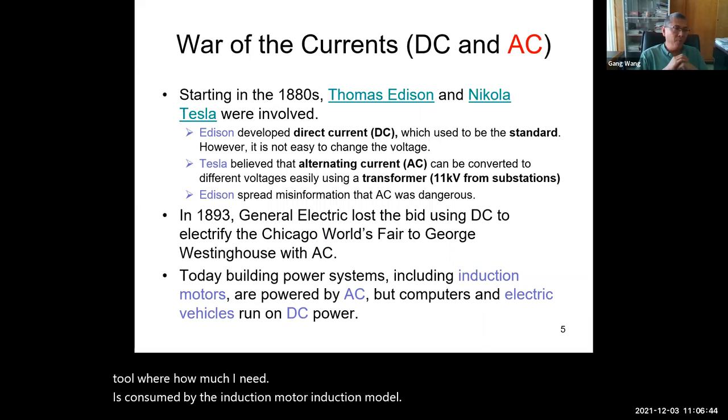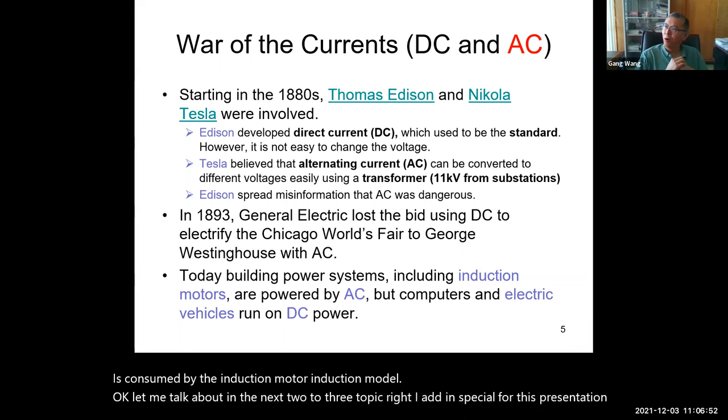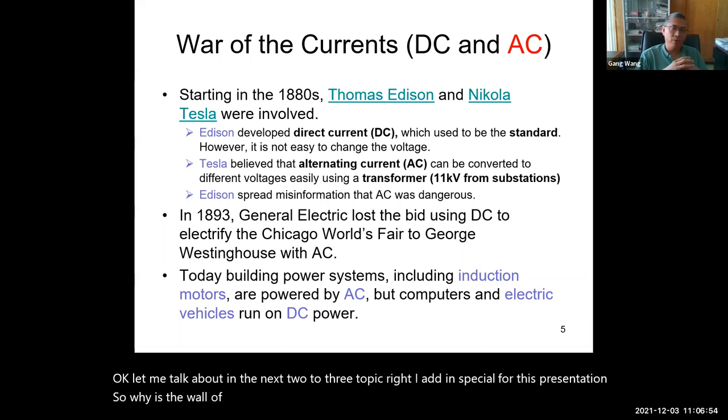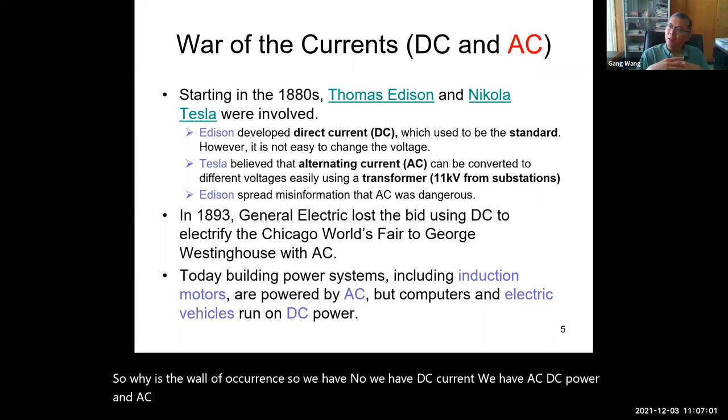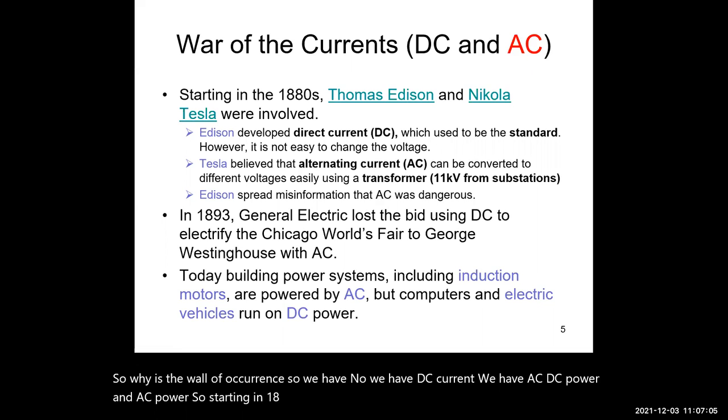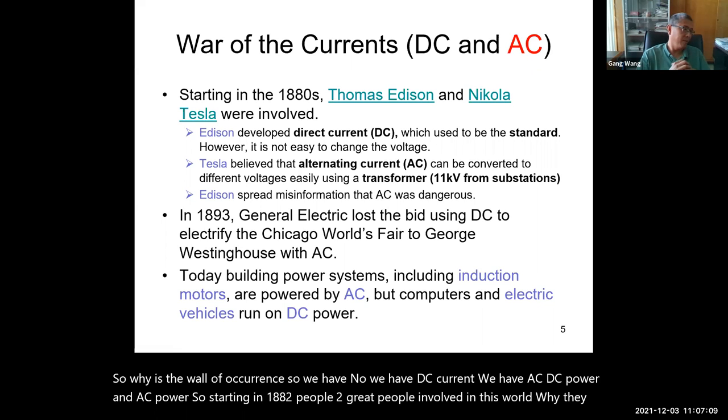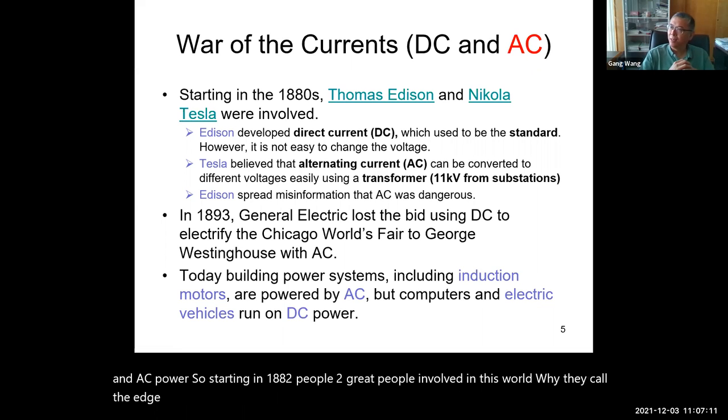Let me talk about the next topic. I added three topics specially for this presentation. One is the war of the currents. We have DC current, AC current, DC power, and AC power. Starting in the 1880s, two great people were involved in this war: one is Edison, and the other is Tesla.